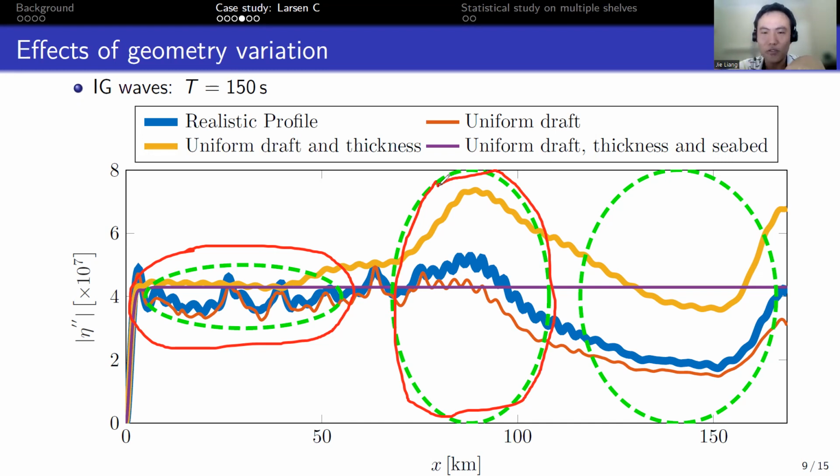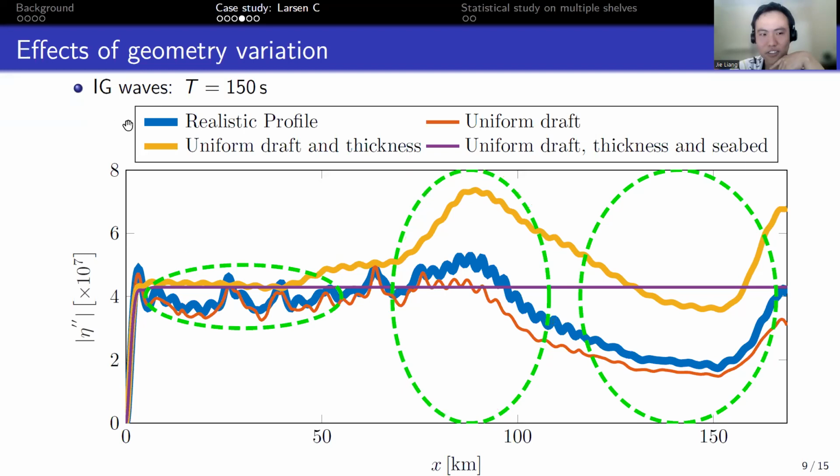But now we have a longer wave, so the seabed variation and the cavity depths now actually have an impact on the result. That's why you can see a lot of variation here. And lastly, we can see this one here, and that's due to the thickening of the ice and shallowing and the large cavity depths. Okay, so that's for the IG waves.